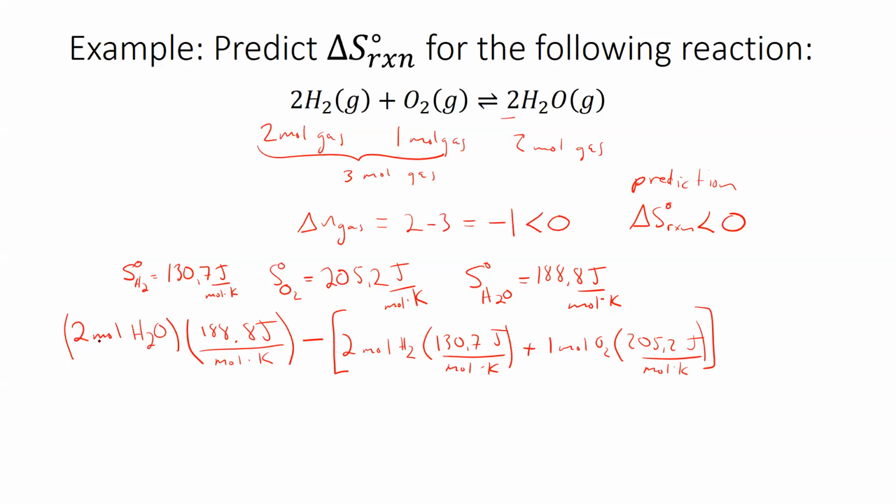Okay. And so unit-wise, these will cancel out, right? Moles and moles, moles and moles, and then here, moles and moles. And so we would get values of 377.6 joules per Kelvin minus 261.4 joules per Kelvin plus 205.2 joules per Kelvin. Okay. And you do that math, you wind up with negative 89 joules.